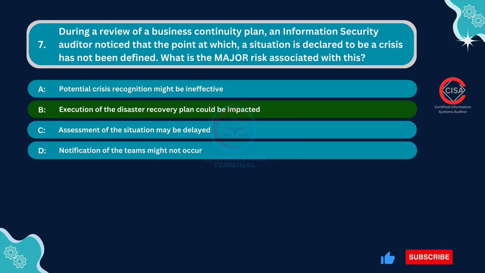Once a potential crisis is recognized, the teams responsible for crisis management need to be notified. Delaying this step until a disaster has been declared would negate the effect of having response teams. Potential crisis recognition is the first step in responding to a disaster.